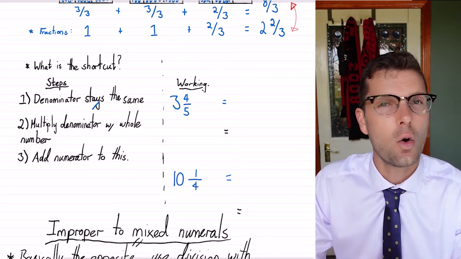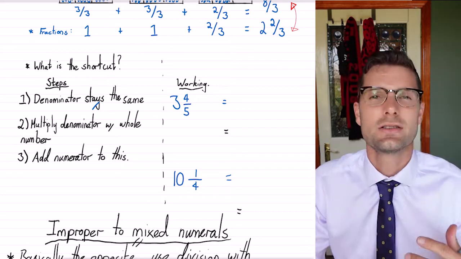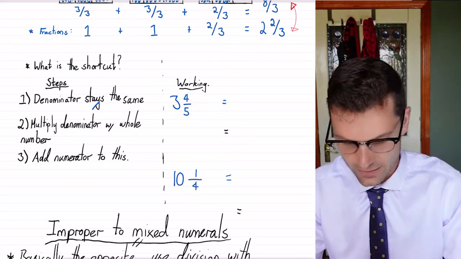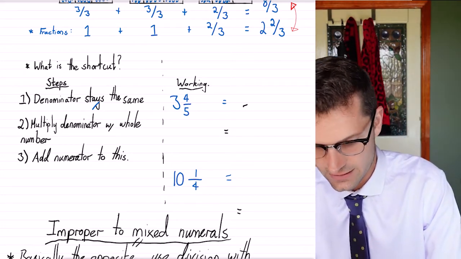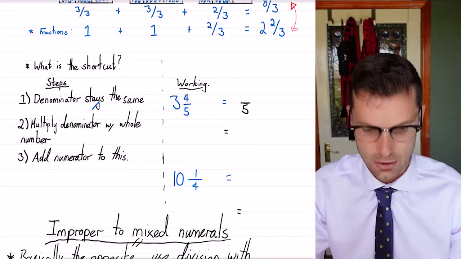So the denominator always stays the same. That's the first step I do, just to make sure that I know I'm on the right track. So for this next example where we've got 3 and 4/5, I've got the fifths down the bottom because the denominator doesn't change. So that's step 1, donezo, okay?